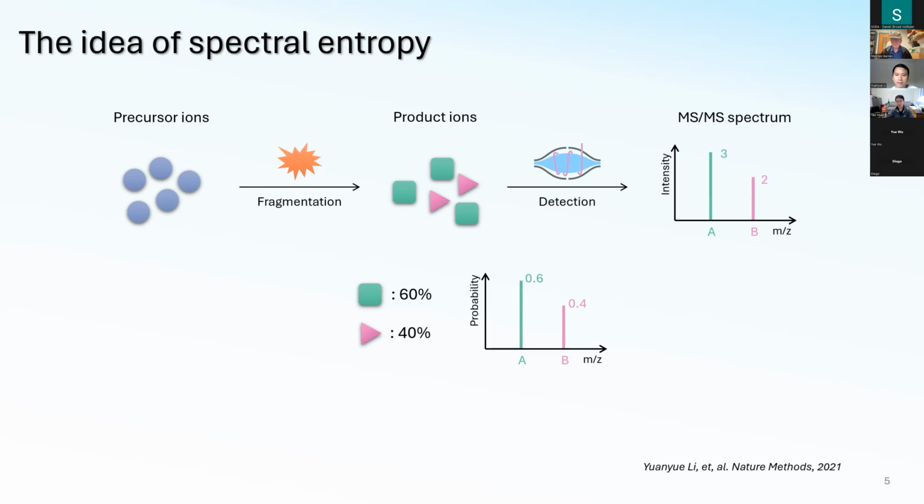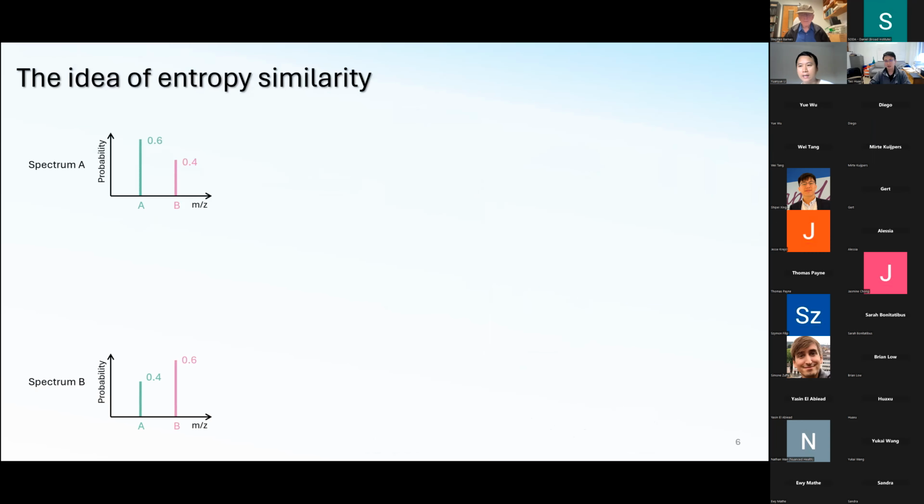And then we can plot the general entropy ideas from information theory and calculate the spectral entropy. And after that, we can compare the spectral similarities by entropy similarity. How to do that? Let's say we want to compare these two spectra, A and B.